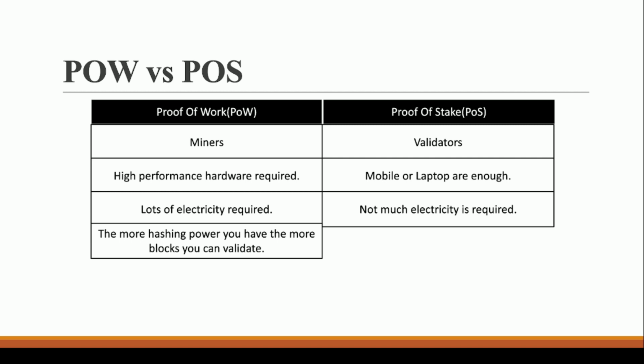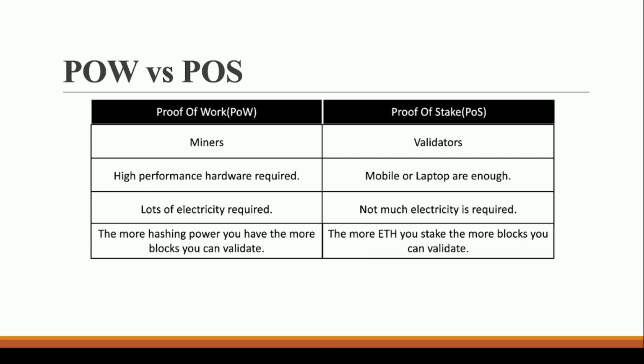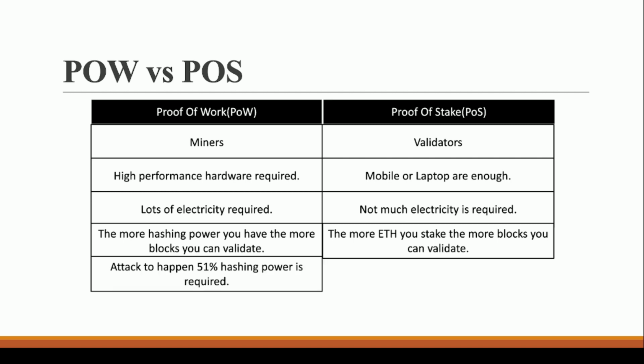While in case of proof of stake, the person who has invested the most amount of ether will have higher chances of validating a particular block or mining a particular block. I'm saying mining again and again, so just don't be confused. I'm talking about validation only. Okay. If we talk about proof of work, for an attack to happen, we need 51% hashing power, right? We have discussed all these things in the Bitcoin fundamental videos, right? I hope you have watched those videos.